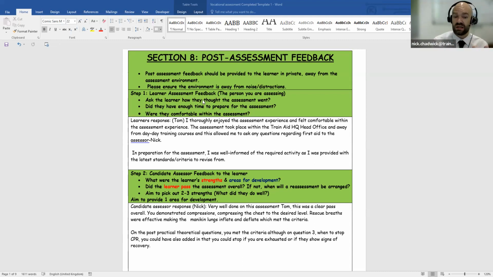So as we can see here, we have Tom's response. And he's going to give us feedback on how he thought he performed within the assessment and how the assessment went for him. Was he fully prepared? Was he comfortable? Was he given enough time to prepare for the assessment? So first of all is to get the feedback from the learner.